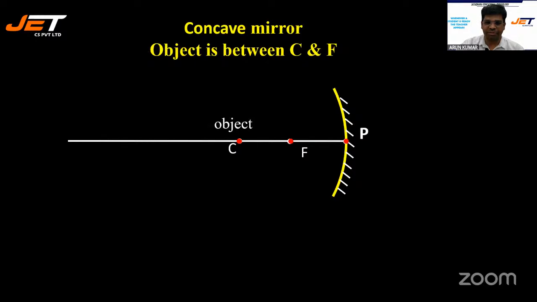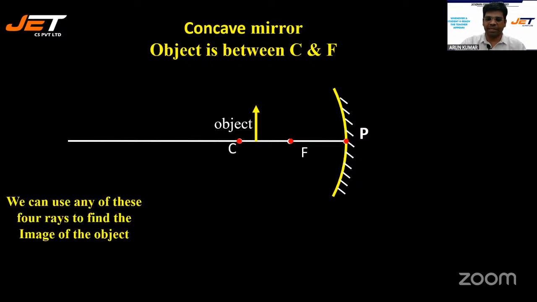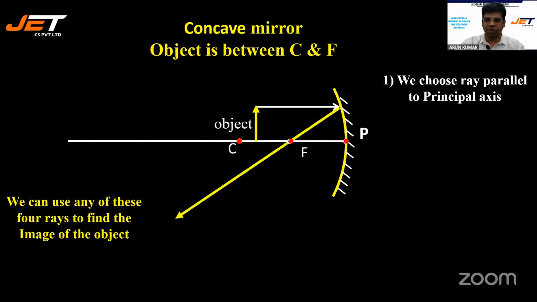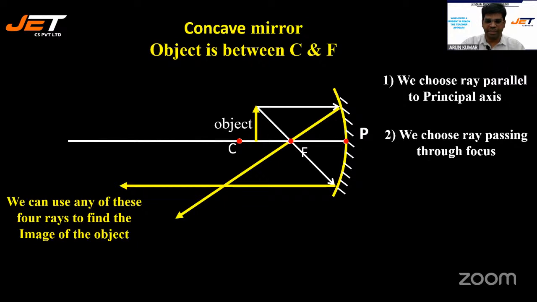Now let us keep the object between C and F, between center of curvature and focus. Okay, now let's see what happens. Now things are becoming interesting. Until now there were a little too boring cases, I agree, but now things are becoming interesting and a little challenging as well. Let us see, students, how we do it now. I'll draw a ray parallel to the principal axis passing through focus. Another ray passing through focus goes parallel to the principal axis.